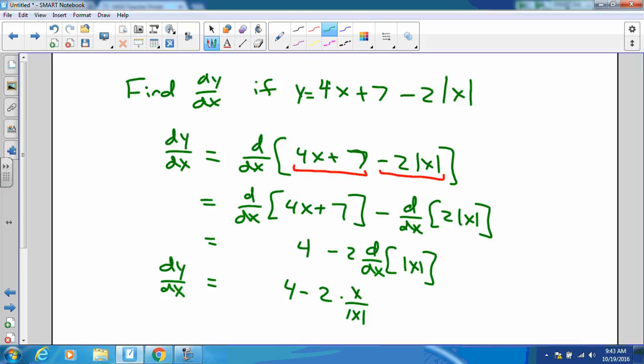I don't have to simplify that. I don't know how to simplify it. I could, if I wanted to, observe that this will be 1 when x is positive and -1 when x is negative. So I could rewrite this as 4 minus 2, or 2, when x is positive, and 4 minus -2, or 6, when x is negative. So these two are synonyms for each other, but I like this better.